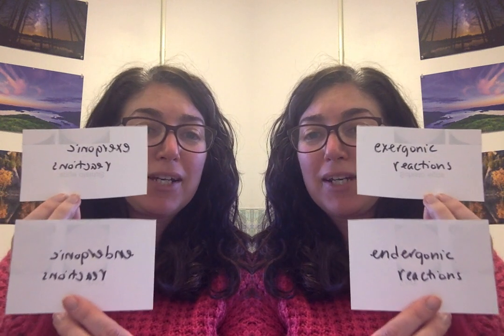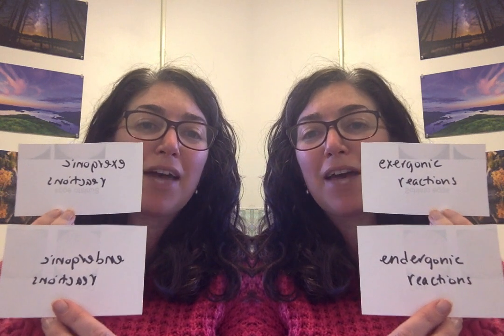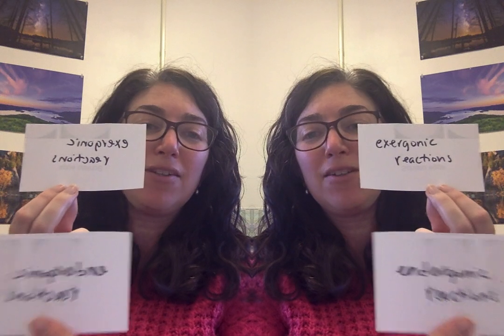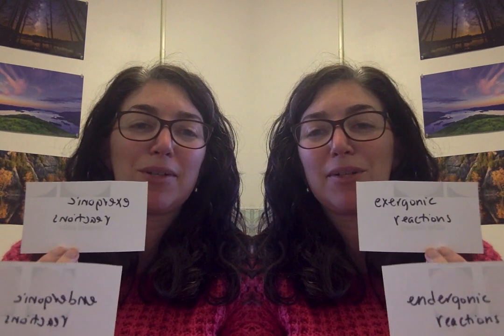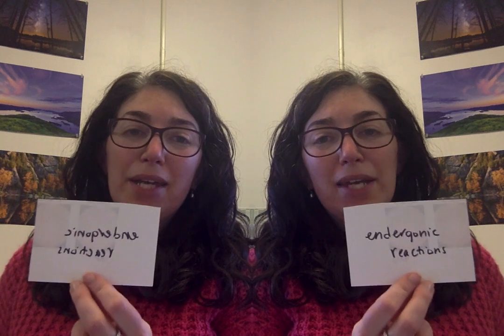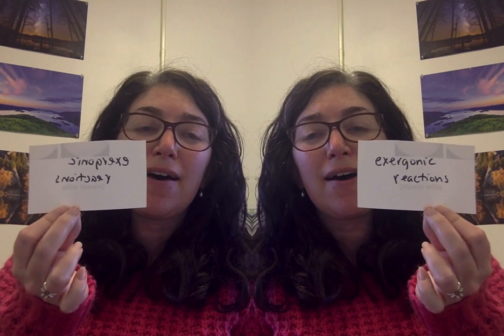Chemical reactions can be exergonic or endergonic, or the other terms for that are exothermic and endothermic. They're not exactly the same term, but they're similar. So exergonic or exothermic reactions are ones that give off energy. Energy is released. They often feel hot to the touch, whereas endergonic reactions absorb heat.